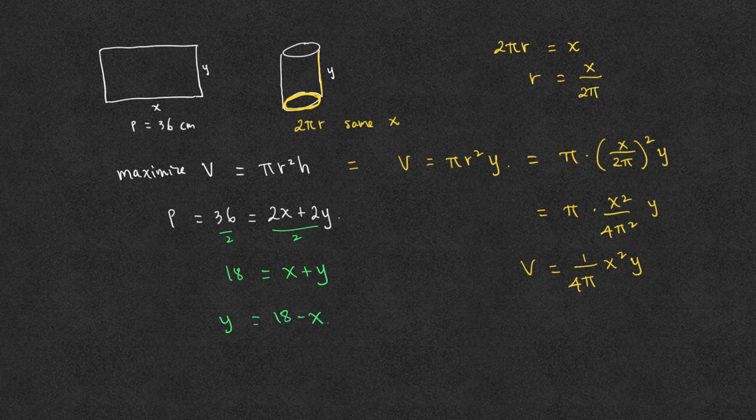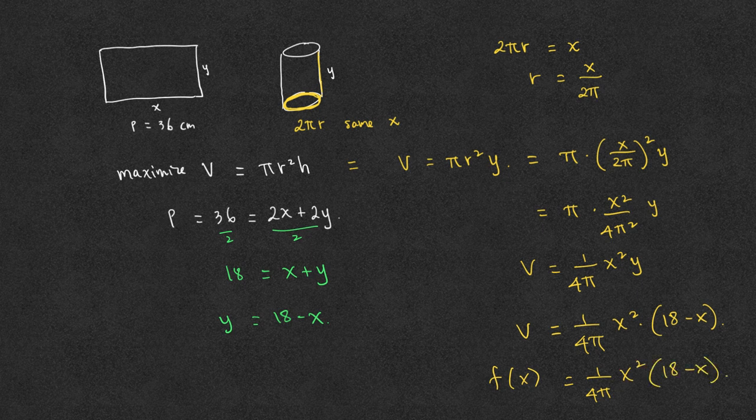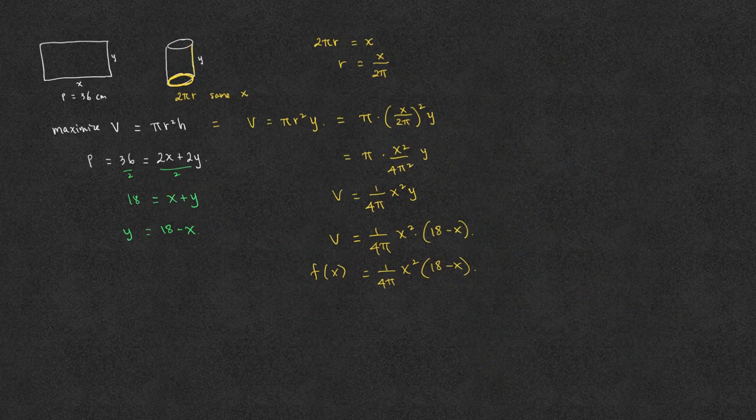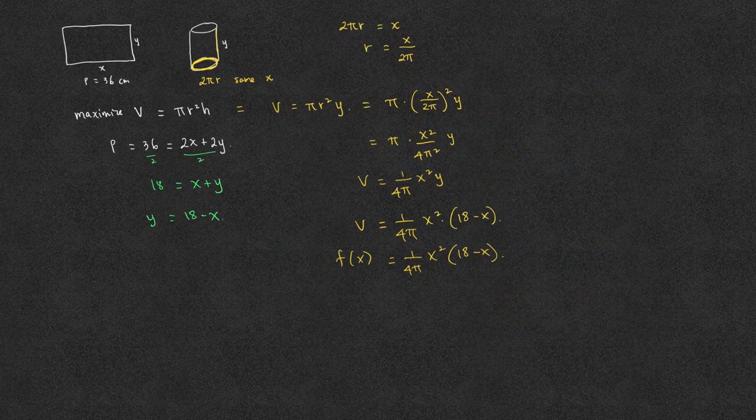We now have the equation of the volume, the objective equation, in terms of x only: 1 over 4 pi times x squared times 18 minus x. We can think of this as f of x equals 1 over 4 pi x squared times 18 minus x. The word problem now reduces to finding the maximum value of this function.